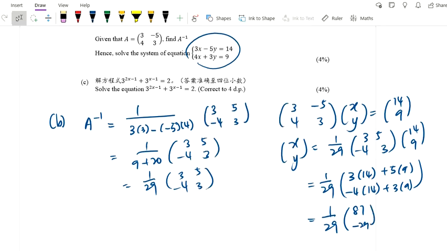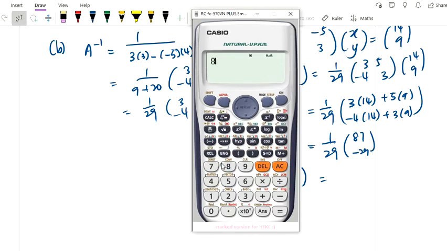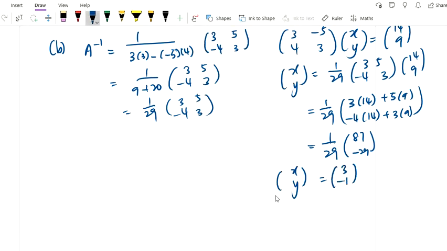Then this is obvious. Your (x, y), you just multiply this by 1/29. 87 divided by 29. Do we have a negative? No, yeah. So it's 3 and negative 1. So x equals 3, y equals negative 1. Okay? Then we go for part C.